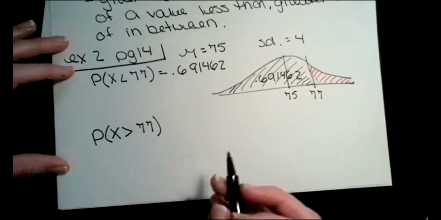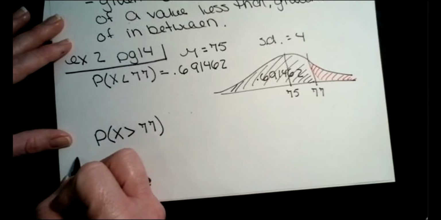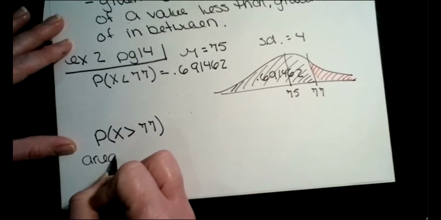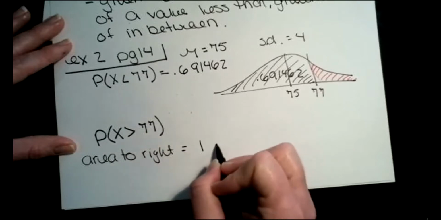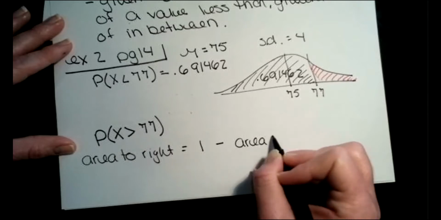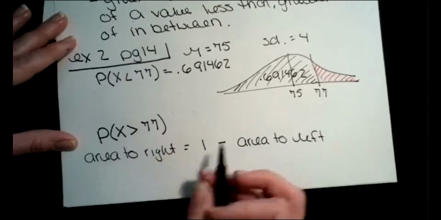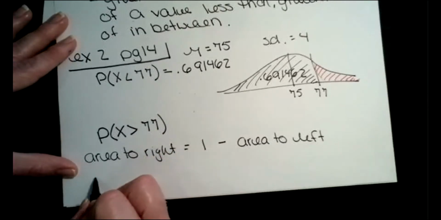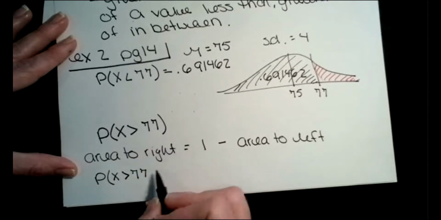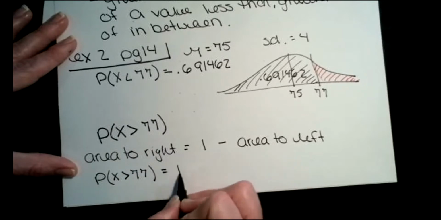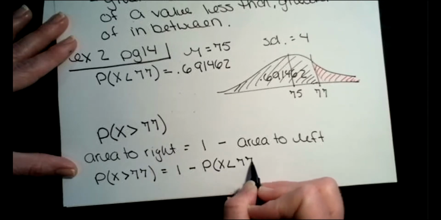So I just want to write that down somewhere here. So area to the right will equal 1 minus area to the left. So hopefully that's simple to understand. So for this example, if I want to know to the right, so the probability that X is greater than 77, greater than is always to the right, that will be 1 minus the probability that X is less than 77, the area to the left.